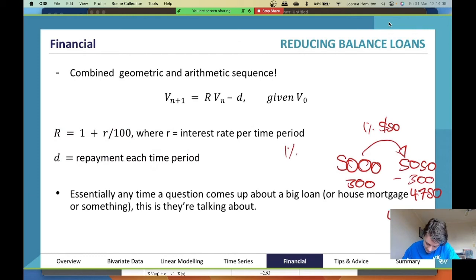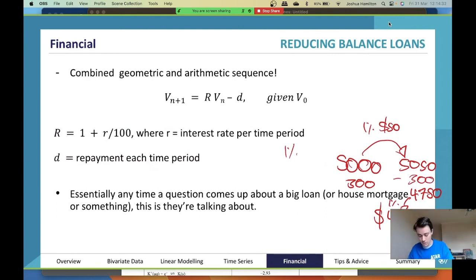Then the next time you do it, you're actually going to pay off $4,750 plus the 1%, and you'll be paying $300 off that because that, again, has the 1% added to it. And that's how you go about that. So that's why these are really messy. There is no end term. That's why you have Financial Solver. Essentially, this is always used when you have a big loan, like a house mortgage. This is where this is used.